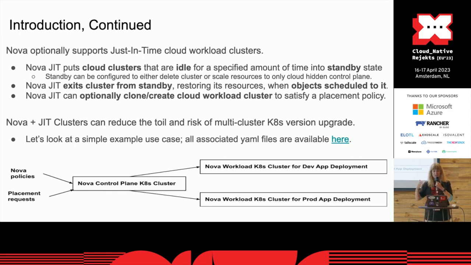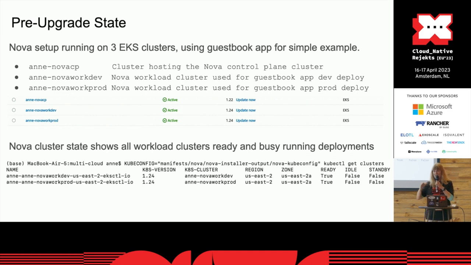So let's look at how this technology can reduce the toil and risk of multi-cluster Kubernetes version upgrade. This will be a simple use case, and the associated YAML files are at this link. We'll start with just one Kubernetes control plane, which is the Nova control plane, and then two Kubernetes clusters, one for dev, for our application of interest, and one for prod for our application of interest. We see our control plane for Nova, we see the policies coming in and the placement requests coming in. This setup is hosted on three EKS clusters.